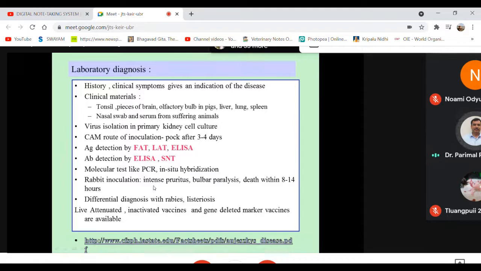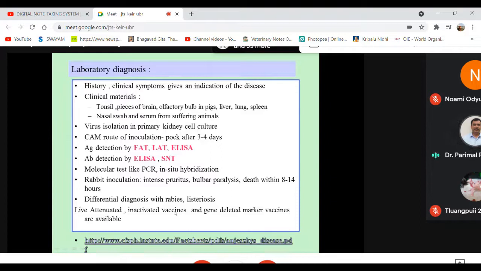There are certain laboratory animal tests which nowadays nobody prefers, or there are restrictions on using the rabbit as a lab animal for diagnosis purposes. However, intense pruritus and bulbar paralysis can be developed by inoculating the clinical sample into the rabbit. But these animal models are no longer practically used for diagnosis. The reason is that we have a better test for accurate diagnosis, so unnecessarily, we should not use this laboratory animal for diagnosis purposes.